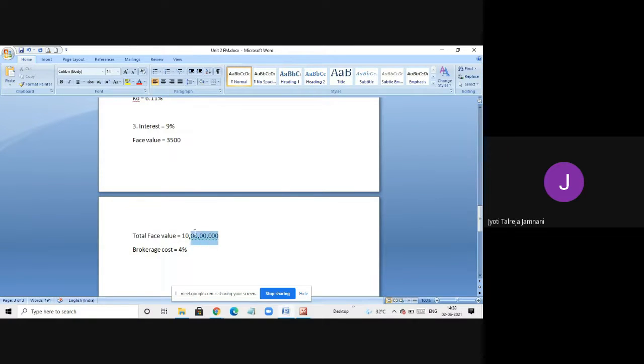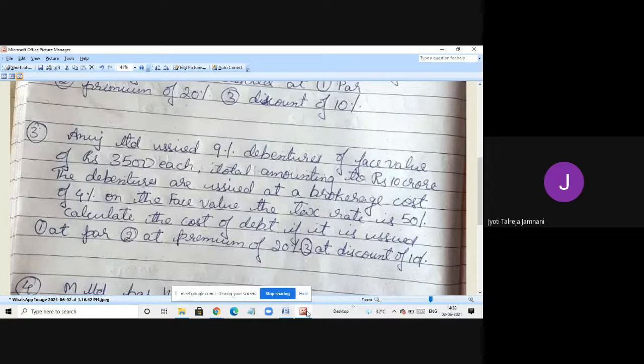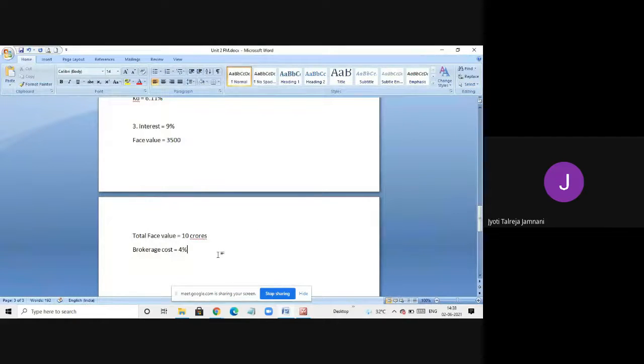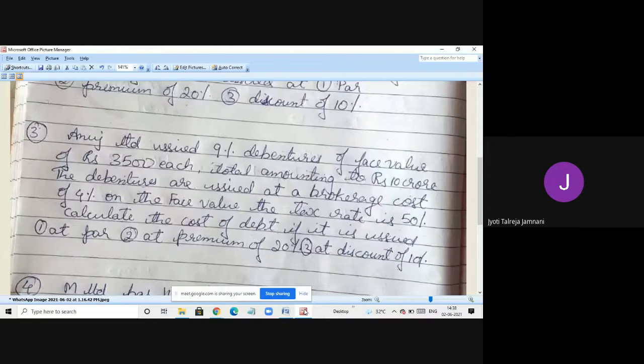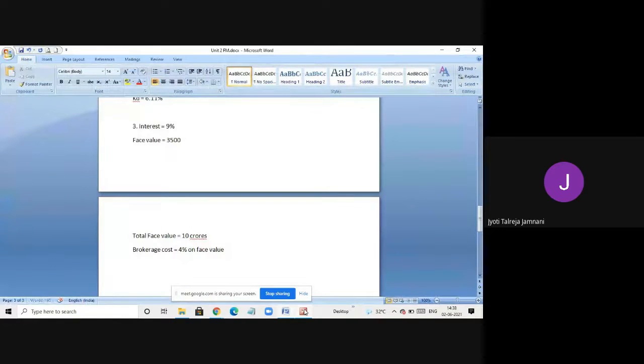What we'll do is we'll avoid these zeros because it's taking lots of time. I'll just write 10 crores. We'll take that 10 and solve everywhere. We still get the same answer on the face value. So brokerage cost is 4% on face value. The tax rate is 50%. Calculate the cost of debt if it is issued at par, premium and discount.